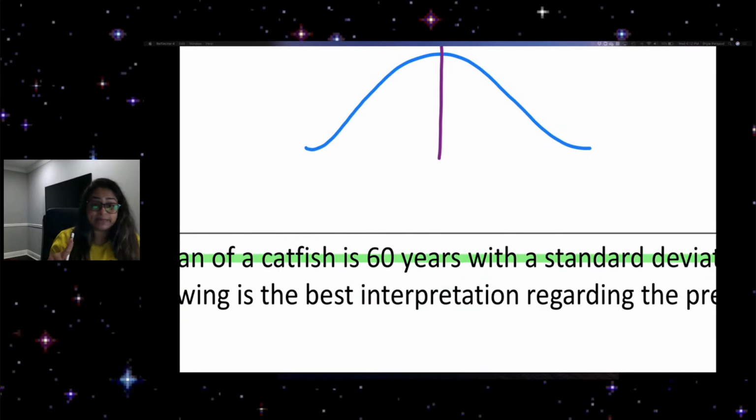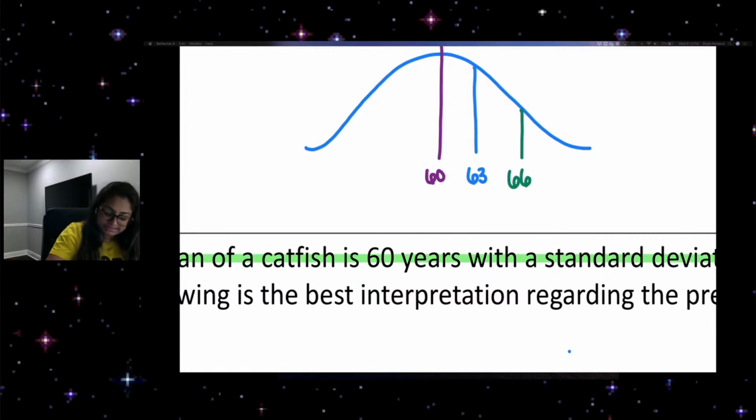So what is the number that goes in the middle? It's definitely not the median. It is actually the average. And then once we move 1 standard deviation, 2 standard deviations, and 3 standard deviations, that means we're going to add 3 and subtract 3 all at the same time. So the first standard deviation plus 3 is going to be 63. Then another standard deviation to be 66, and the last one is going to be 69.